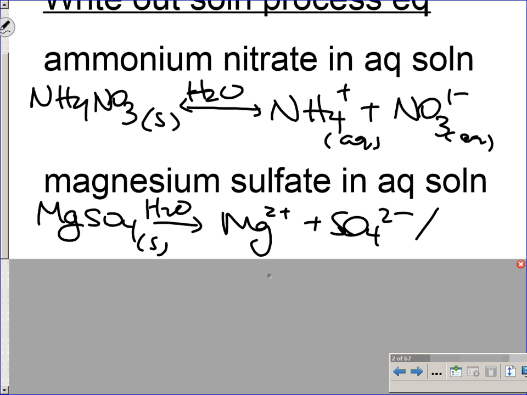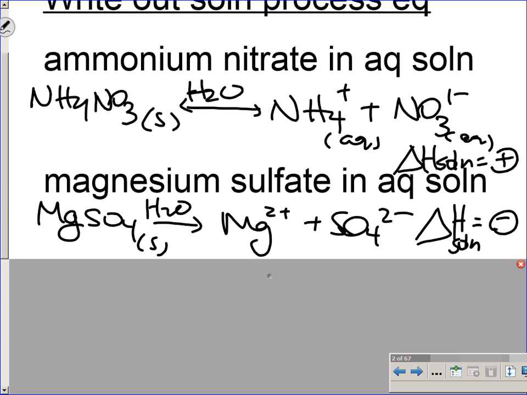So this process is delta H. This whole solution process for the second one has a delta H of what? Negative. So delta H of solution, the whole shebang, is negative. If I'm telling you one's a hot pack and one's a cold pack, this one up here must have a delta H of solution that is positive. It's an endothermic process.